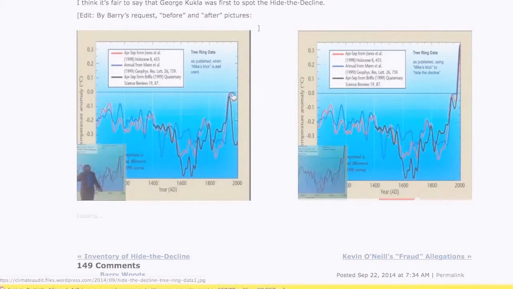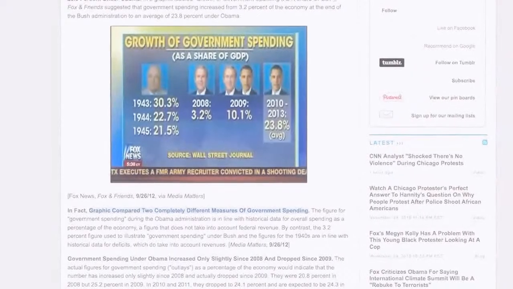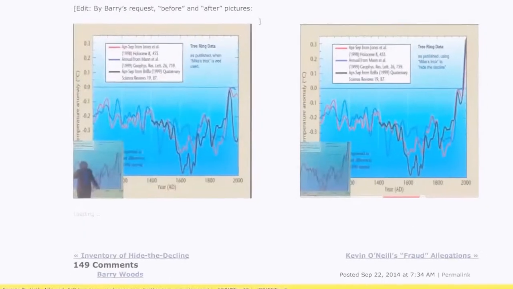So they took all of this data and then they grafted the temperature data from actual instrumental temperature readings on the end, and they get that nice little uptick at the end to get the hockey stick. Now that seems like it's a type of fraudulent manipulation, doesn't it? Doesn't it seem a little bit strange?